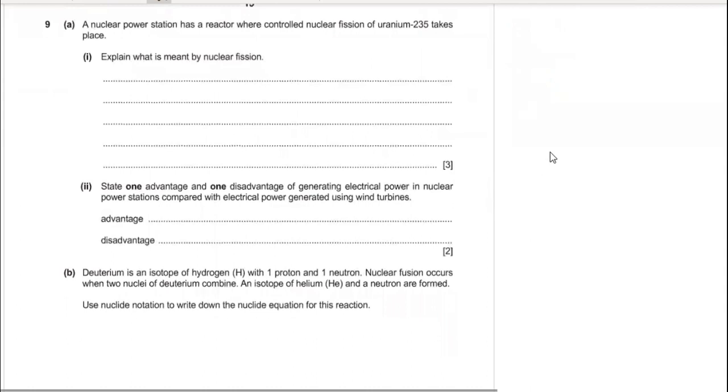Number 9, a nuclear power station has a reactor where controlled nuclear fission of uranium-235 takes place. Explain what is meant by nuclear fission.